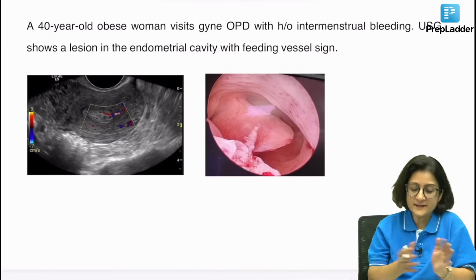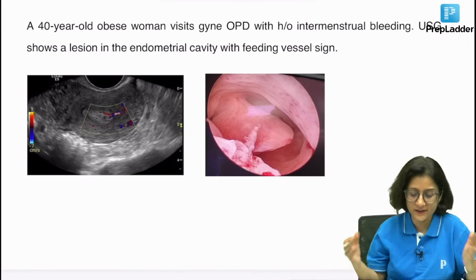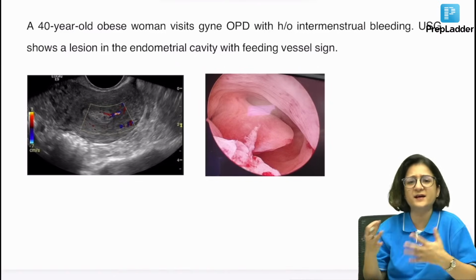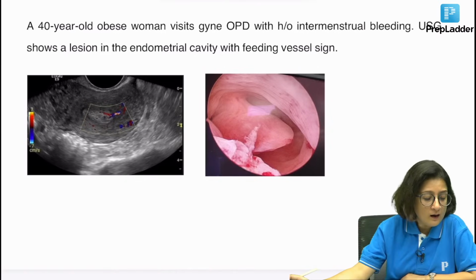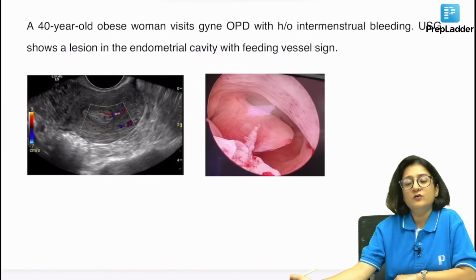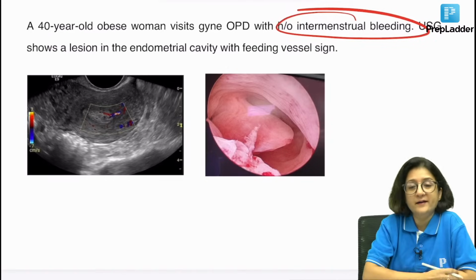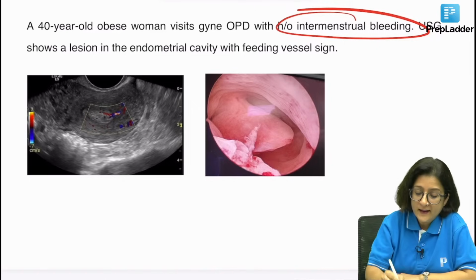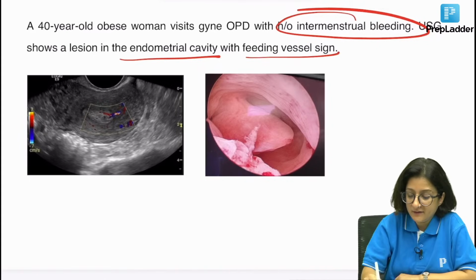Now moving on, next image. People were mentioning this; it is an often repeated question. I think I've discussed it in the clinical recalls also. 40-year-old obese woman, intermenstrual bleeding, right? That is your clue number 1. There's a lesion in the endometrial cavity with feeding vessel sign.